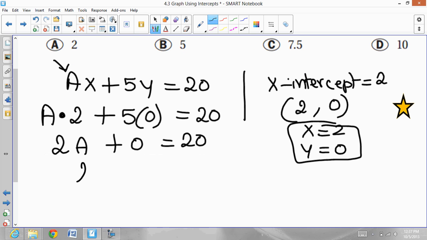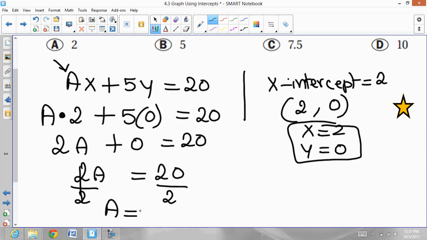So 2a equals 20. 2 multiplies a. The opposite is to divide by 2 on both sides. 2 divided by 2 gives you 1. 1 times a is a. 20 divided by 2 is 10. So now you found the answer, a equals 10, which in this case I'm going to mark in red, is this.